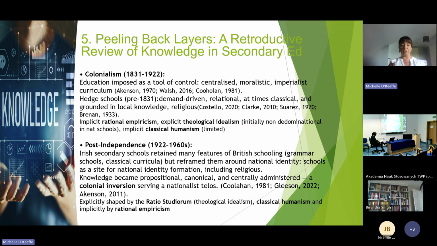in Ireland. State education started in Ireland in 1831 with the national school system. It was a colonial institution because we were still, as a country, under colonial rule. Interestingly, it was in many ways seen as an experiment because it was 40 years before it was brought in in England. So it was imposed as a tool of control. It had a centralised, moralistic, imperialistic curriculum, as evidenced in the literature.